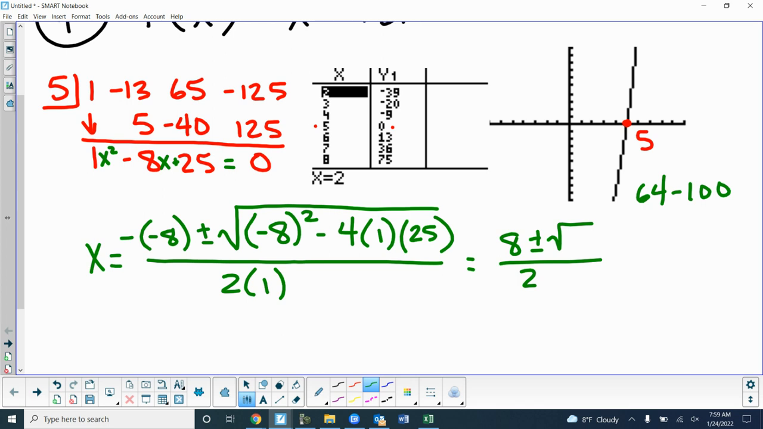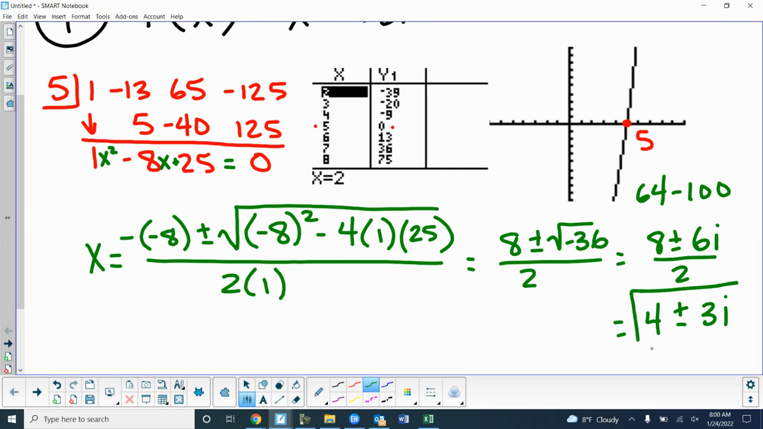So what's that, 36? Yeah, negative 36, all right, sorry. Okay, so that works out a little bit nicer because 36, what type of number? Perfect square, right? So that's 8 plus or minus. Take the i out since it's negative, take the 6 out, perfect square. And then we can divide those by 2, so 4 plus or minus 3i. So there's my other two zeros. 4 plus 3i, 4 minus 3i, and the 5. Those are the three zeros for that problem.